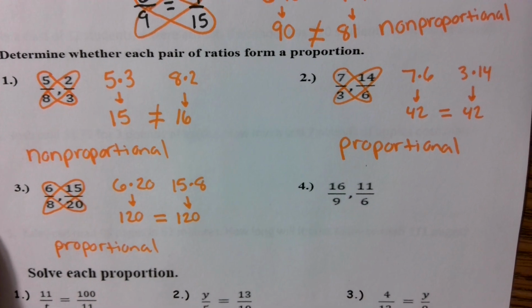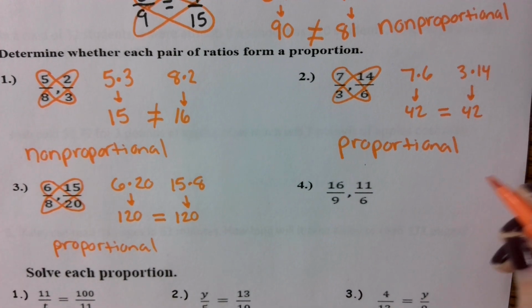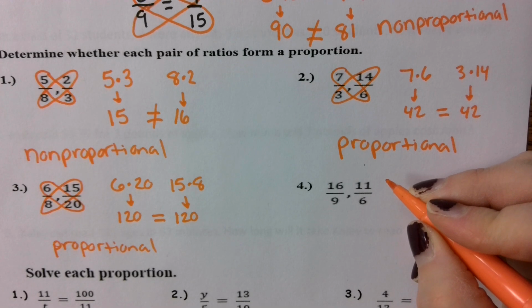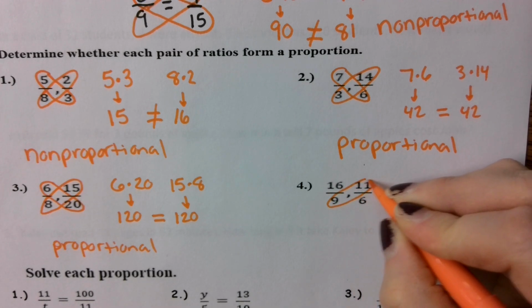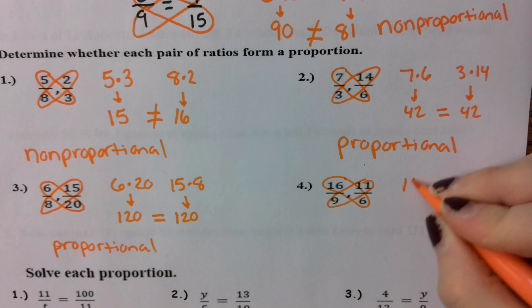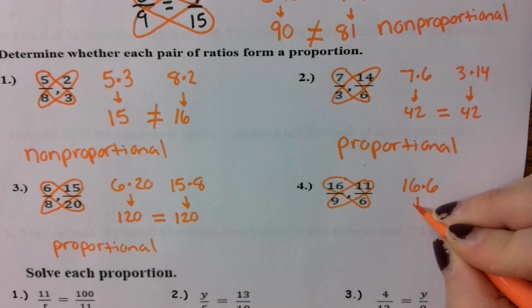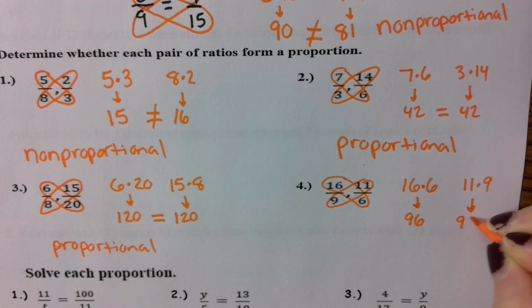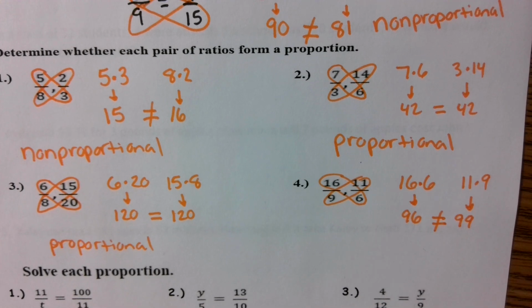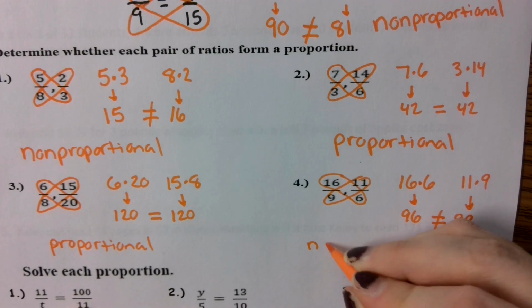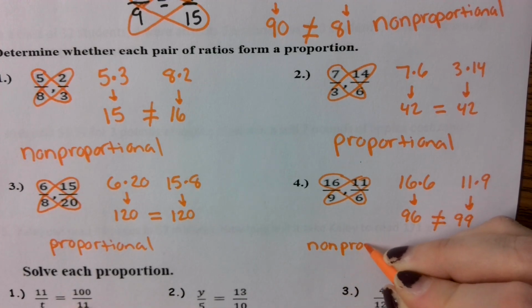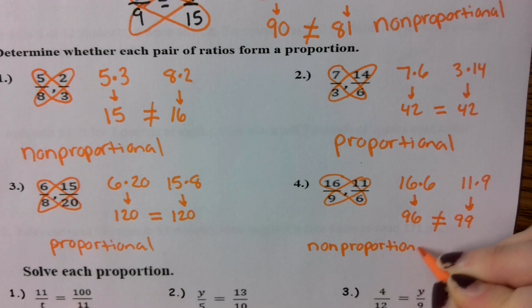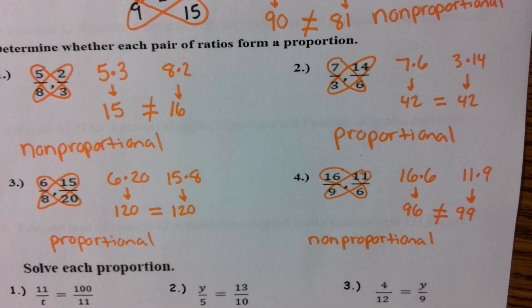All right, what about problem 4? What are we multiplying, William? 11 times 9 and 16 times 6. Okay, and what is 16 times 6 going to give us? 96. All right, and what is 11 times 9? 99. Okay, so what kind of relationship is that? Non-proportional, Amara. It is non-proportional. Okay, if they are not equal, it's not proportional. So proportional relationships are equal. Non-proportional relationships are not equal.